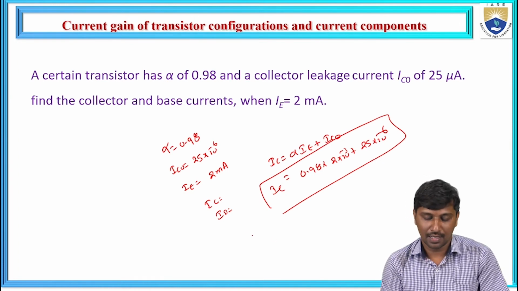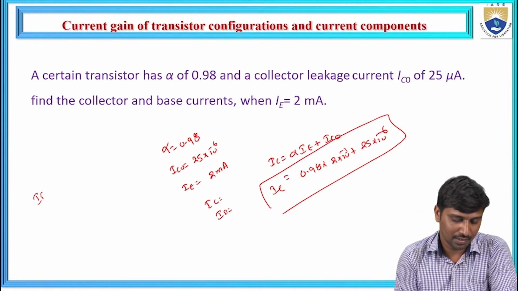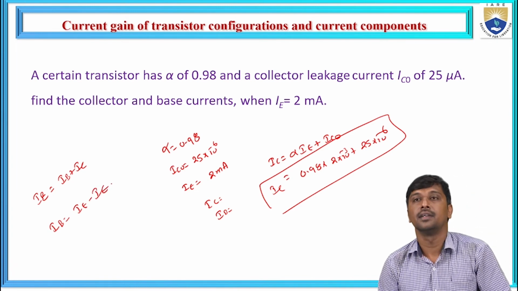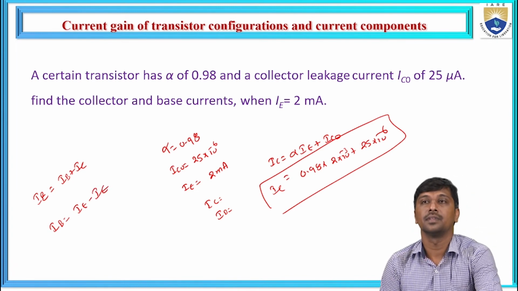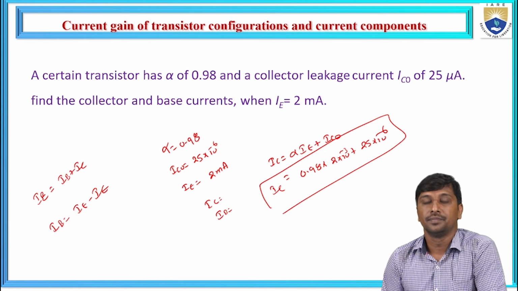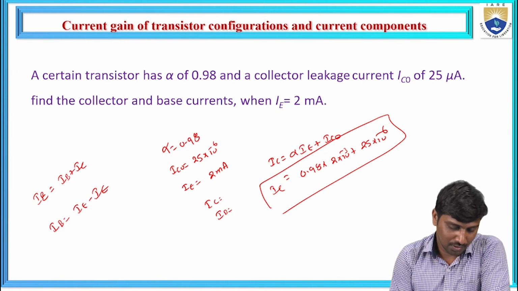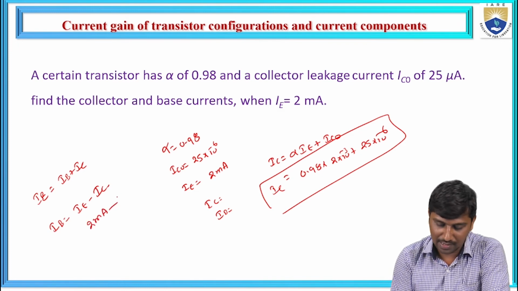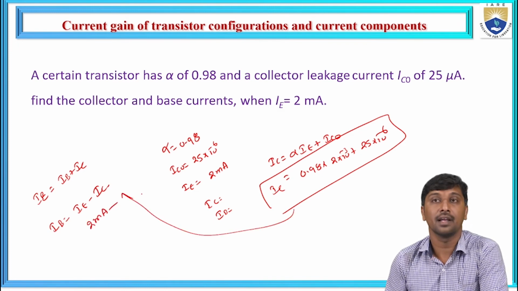Then after that you can calculate the base current. We know that from the transistor currents, IE is equal to the summation of base current and collector current. So the base current is the difference between emitter current and collector current. So substitute the IE value, which is 2 milliamperes, minus the IC value here, then you observe the IB.